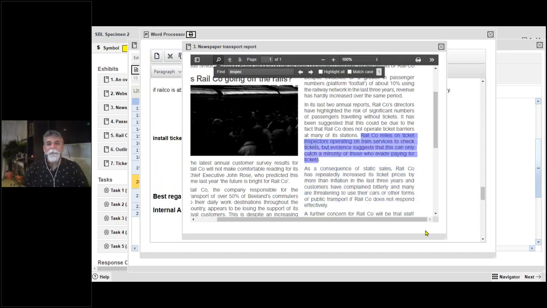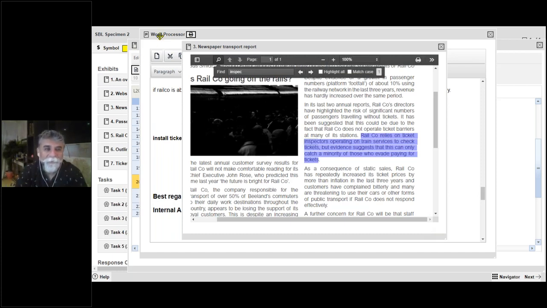It says Railco relies on ticket inspectors operating on train services to check tickets, but evidence suggests that this can only catch a minority of those who evade paying for the ticket. So they already have what they call ticket inspectors, but they're saying that, based on their historic data, they're just able to catch very few. So now, keeping this in mind, can we use this sentence somewhere?